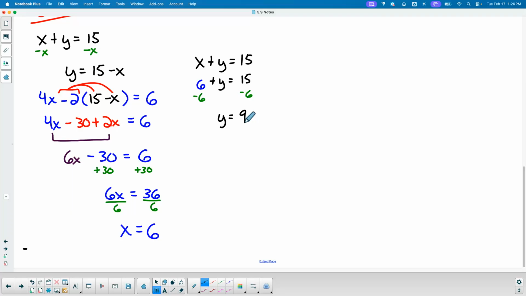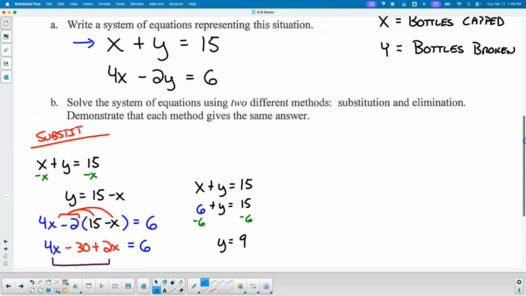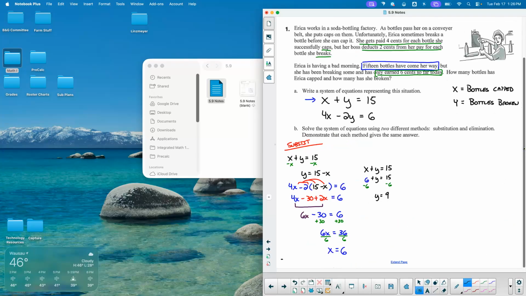If she's capped 6 bottles, how much money has she made? At 4 cents a bottle, she's made 24 cents, right? If she's broken 9 bottles, that's 18 cents that she's had deducted, right? What's 24 minus 18? 6. So she's only made 6 cents so far. So that works out. So that's substitution.